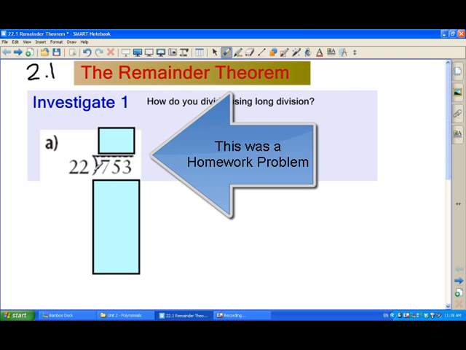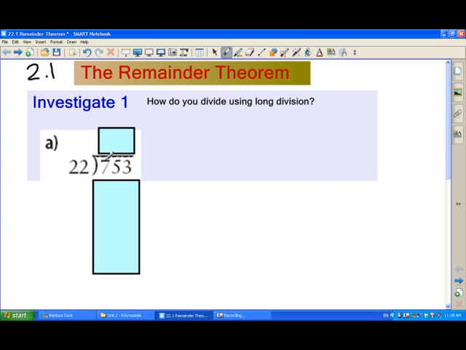So in elementary school, you would have been taught that to do this question, you need to look at the largest place value digit in 753. So we're looking at 7 for 700. And we're going to ask ourselves, how many times does 22 go into 7 evenly? And we actually can't divide 7 by 22 evenly. So then we look at our next place value digit. We look at the 5 and the 7 together. And we ask ourselves, how many times does 22 go into 75?